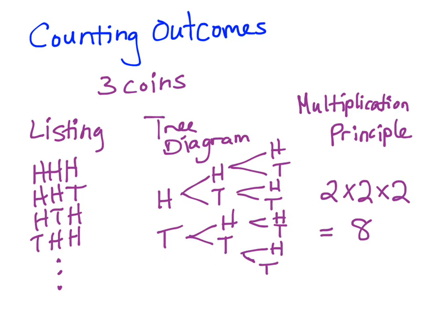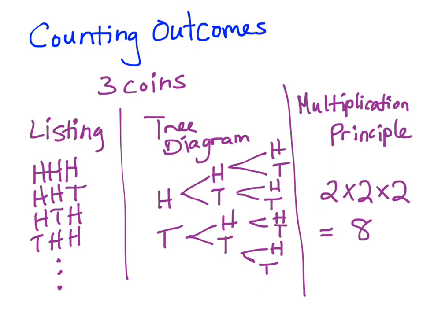Now this will work in any situation where the processes are independent of each other, right? So if flipping the second coin depended on, if the outcome depended on what the first coin was, then things get a little bit different. But in these situations so far, that's a handy principle.